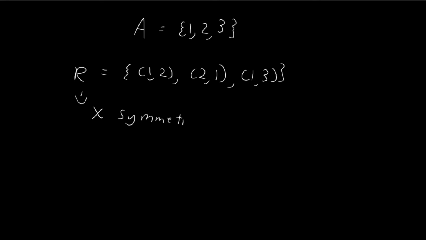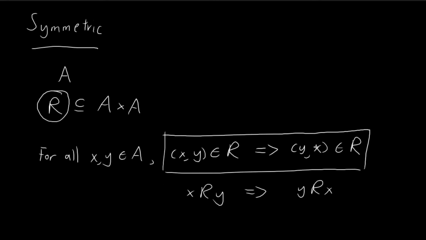This is not symmetric, because you can see that although 1 is related to 3, 3 is actually not related to 1, because the ordered pair (3, 1) is not an element of the set R. And you can see that this clearly violates this statement over here.